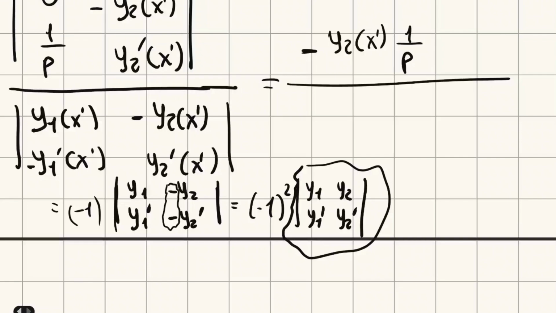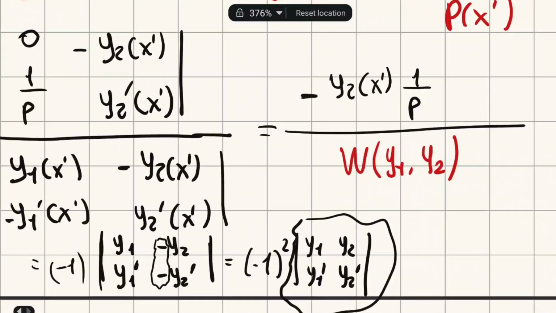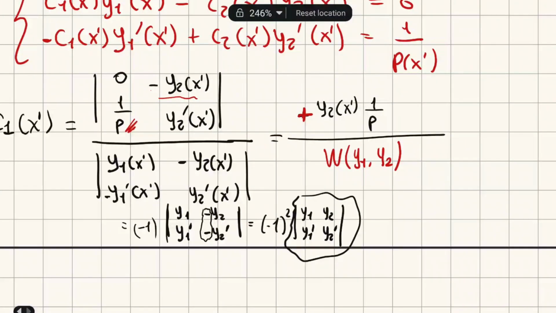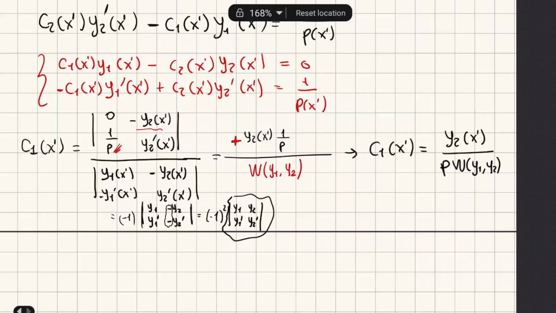But you should know from your basic course in differential equations that this determinant is known as the Wronskian of y1 and y2. And I think that I should put a plus here, right? Because we have minus this thing times this thing, so minus times this minus is going to be a plus. Okay, perfect. So with this, we have found that c1 of x prime is equal to y2 of x prime divided by p times the Wronskian evaluated at y1, y2. Okay, let me remark this result.